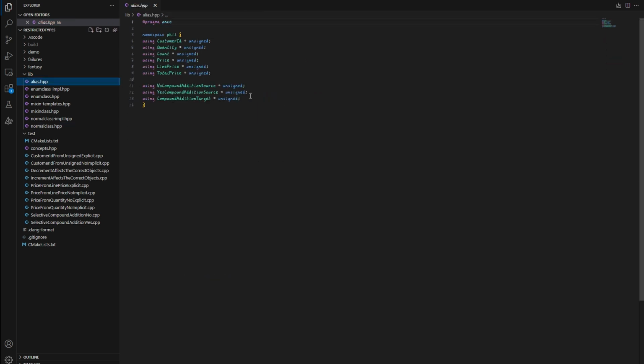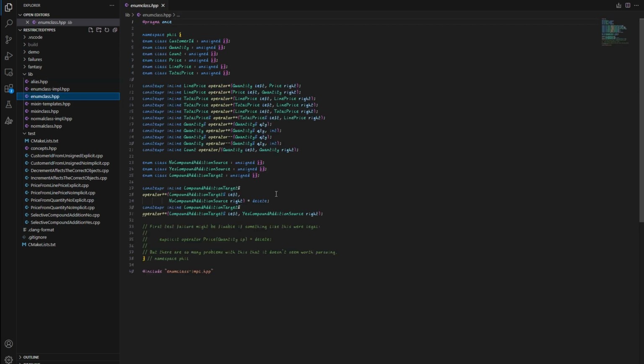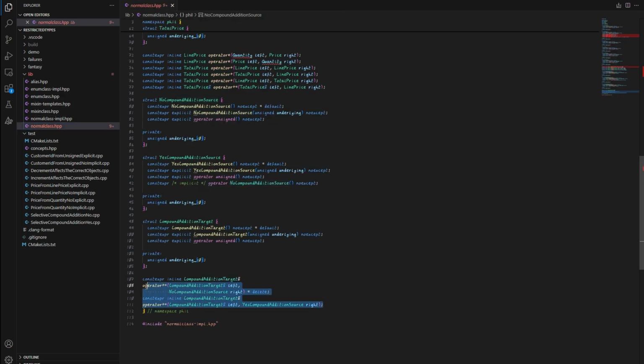With straightforward type aliases, I can't make that happen because they're all unsigned, and I can't make this unsigned add to this while making this unsigned not add to this. With enum classes, there's two different types. I can make it not work in the way I would expect. With normal classes, there's two different types. I can make it not work in the way I'd expect.